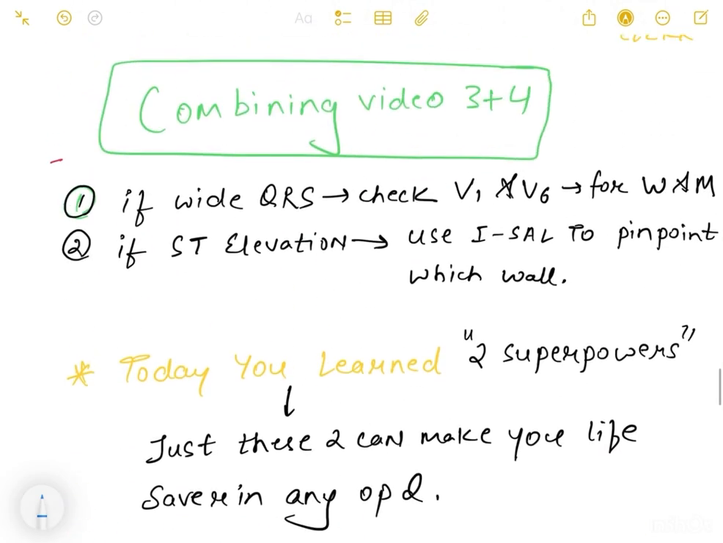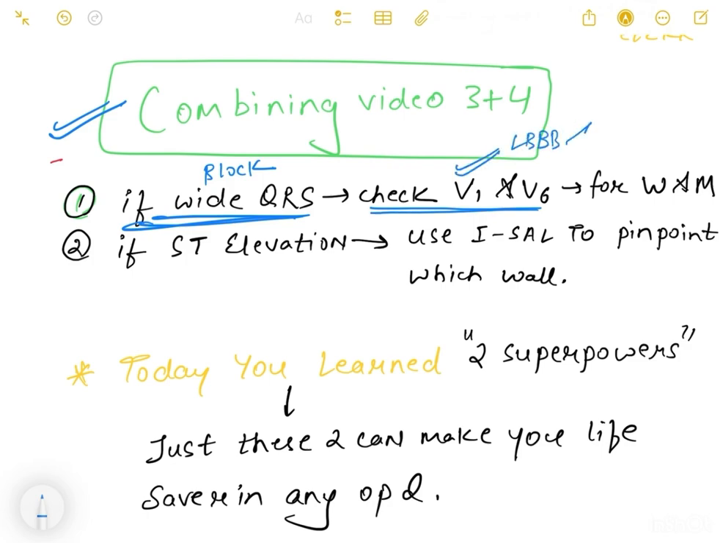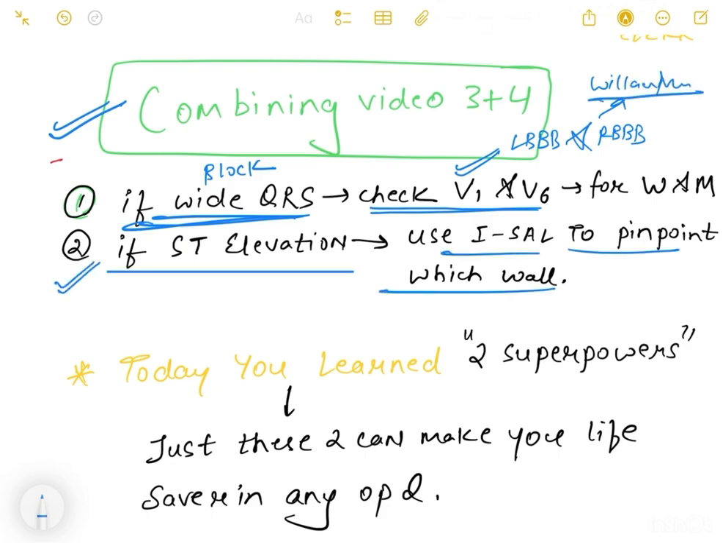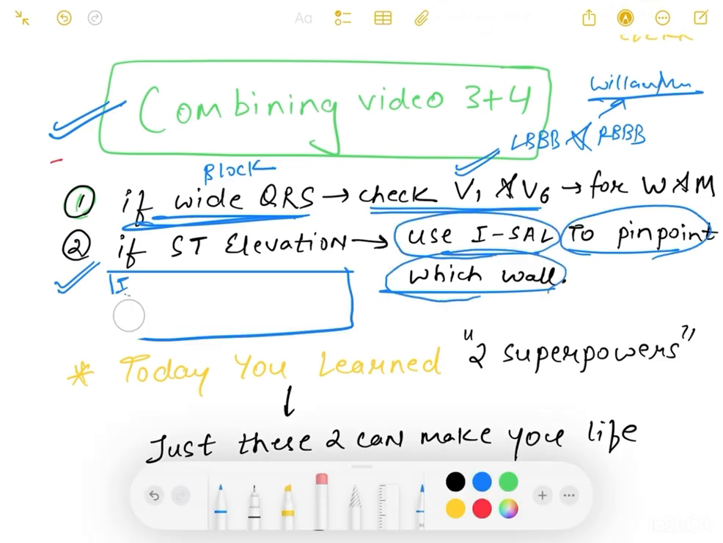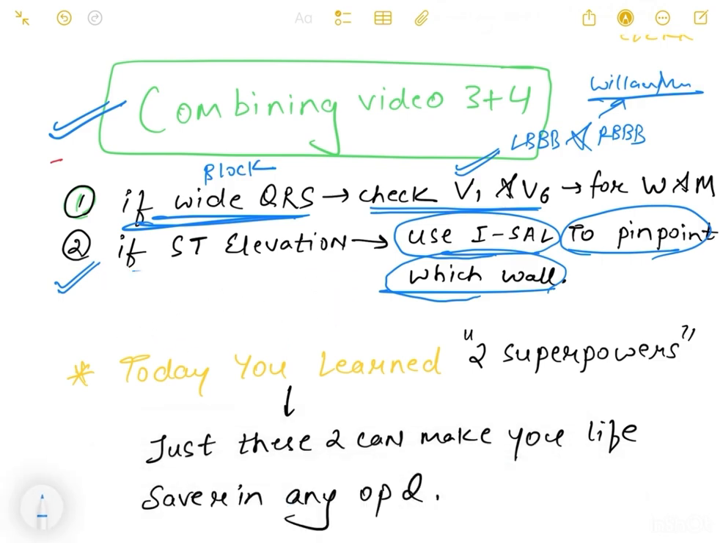Now combining video 3 and video 4, if you see a wide QRS complex, it means a block. As I told you, you just have to check leads V1 and V6 and you will know which block: is it left bundle branch block or right bundle branch block, with the formula William Marrow. Now if you see ST elevation in any lead, you will use the ISOL formula to pinpoint which wall is having MI. Or otherwise, you can use the visual cue that I just told you. Visual memory is the best form of memory.